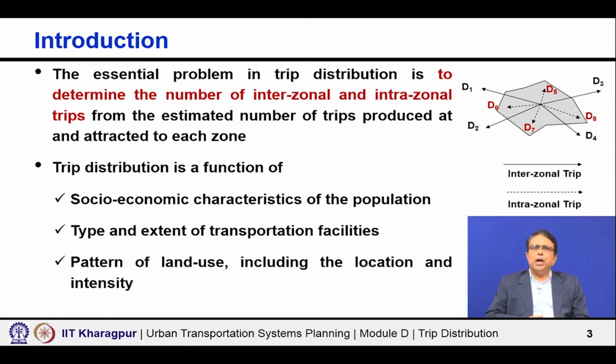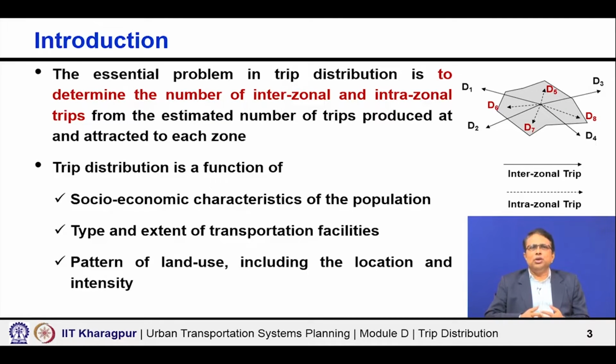Similarly, it depends on the pattern of land use, including the location and intensity. You remember we said all these factors are really important: where the activities are located, what the land use is, what the intensity of development is. For example, if there are more shopping opportunities in one zone, that will obviously attract more trips than a similar destination with less opportunity for shopping. So more shopping trips will get attracted to the first zone as compared to the second one.